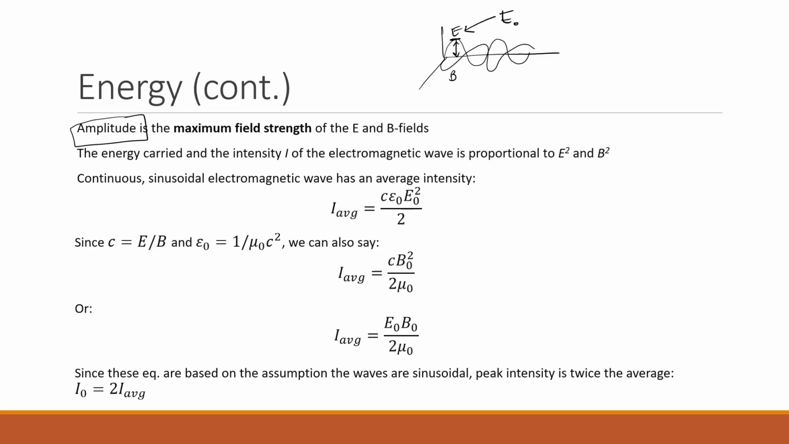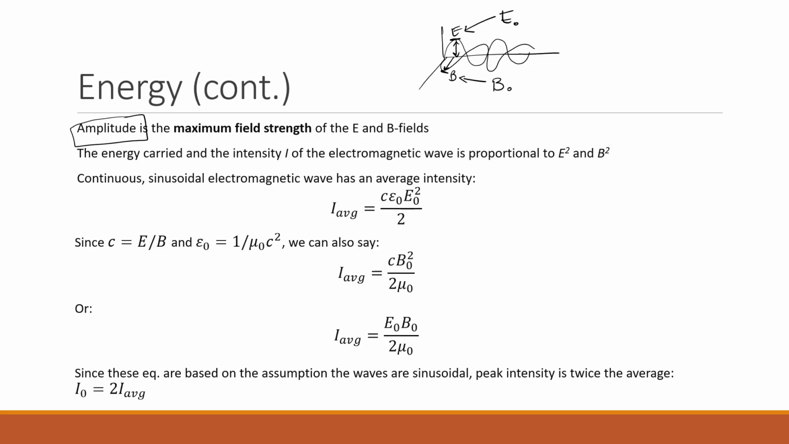And we will call that E naught. Okay. Same thing with this. My peak here for my magnetic field strength, my amplitude will be B naught, our maximum field strength. Okay. The energy carried and the intensity I in the electromagnetic wave is proportional to E squared and B squared.